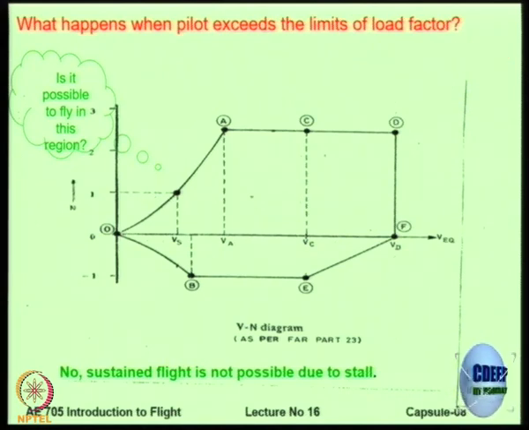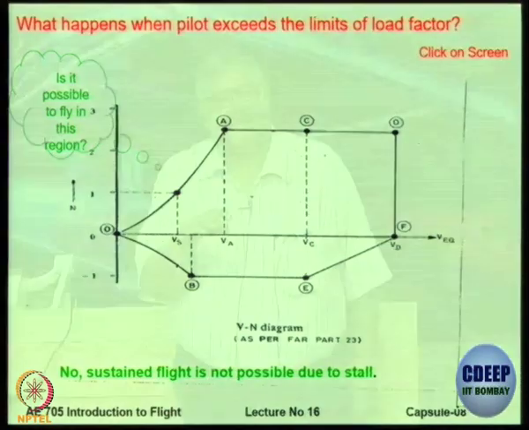This whole line represents stalling. The line OA represents flight at the maximum permitted angle of attack, or CL max. Above this it is not possible to operate in a sustained manner. On the left of VS you cannot, because you will stall. Above that, if you go, you will come back because the aircraft cannot sustain it. So it has an inherent tendency to come back to that line. In this region you cannot fly even if you want to.